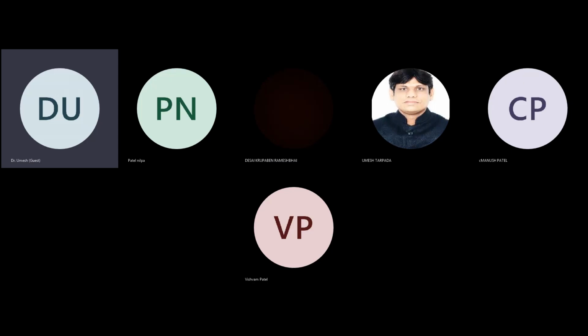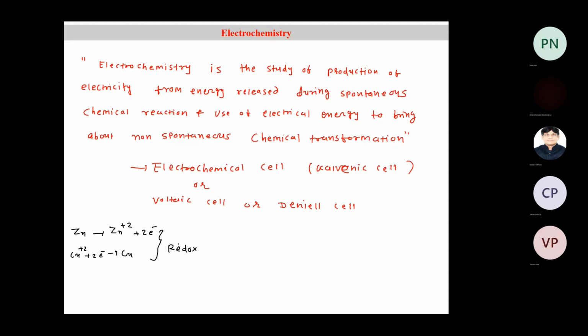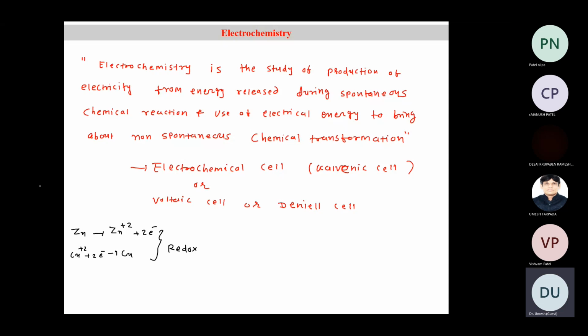Electrochemistry is a branch of chemistry which deals with the study of production of electricity from energy released during spontaneous chemical reaction, and use of chemical and electrical energy to bring about non-spontaneous chemical transformation. The cell used for this purpose is called a galvanic cell, or electrochemical cell, or voltaic or Daniell cell.